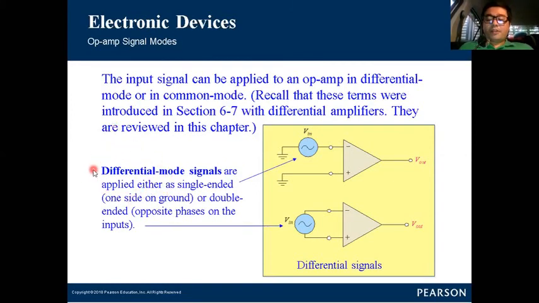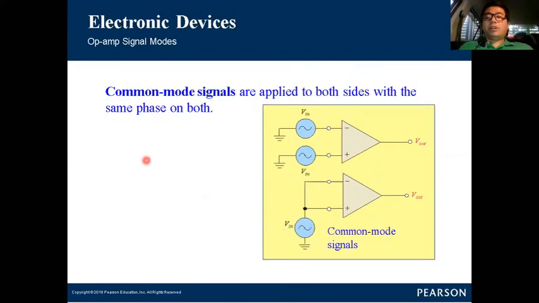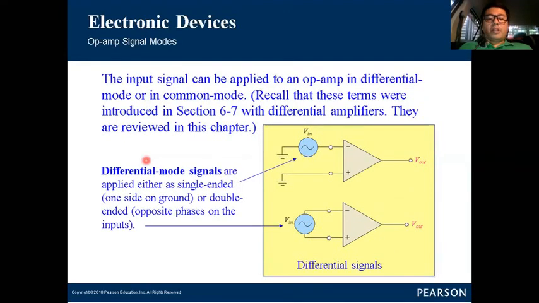Last time we have determined that there are two modes of signal operation. We have the differential mode and we have the common mode. So unahin muna natin yung differential mode ng ating mga input signals. Sa differential mode, basically, yung dalawang inputs ng ating operational amplifier ay merong magkaibang klase ng signal na inilalagay.